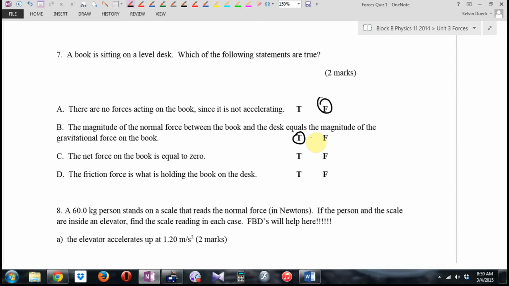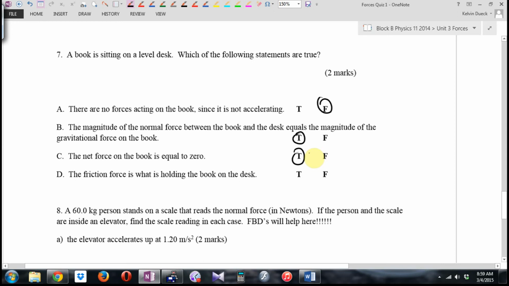C, the net force on the book is equal to 0. True or false? How do you know? Because a second part of Newton's first law says if it wasn't 0, it would have to be accelerating. Is it accelerating? No, it's at rest. And remember, though, not accelerating means at rest, or it could be traveling at a constant speed, and the net force would still be 0. True.